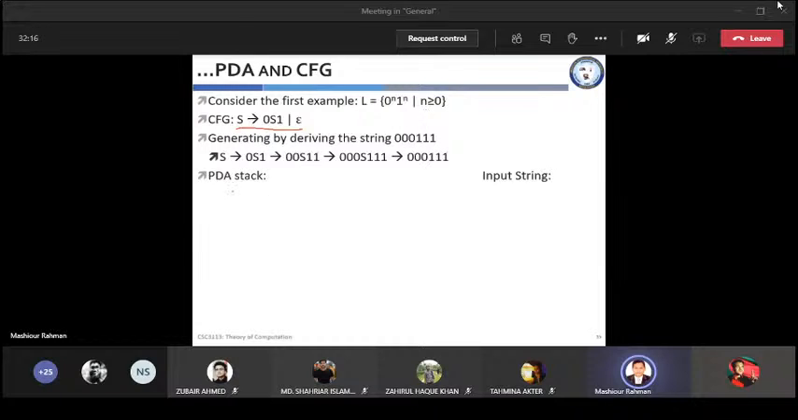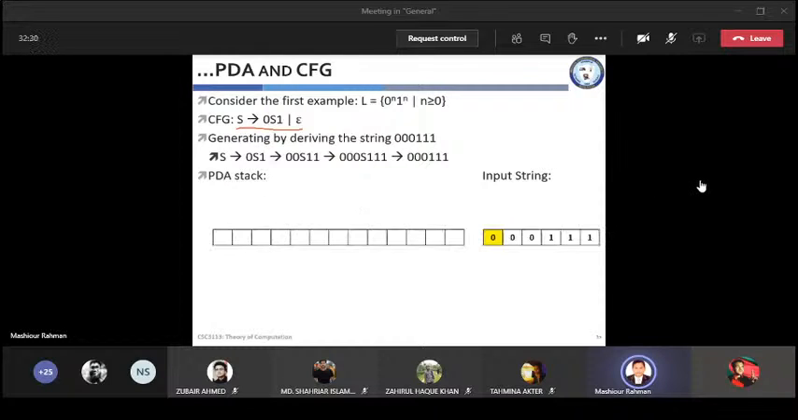Now let me show you how we can relate this derivation along with the PDA stack. How we can represent this derivation with the PDA stack. Okay, so let me show you the simulation first. The input string is over here, 3 zeros and 3 ones, and we already have the derivation for the CFG. Now we want to relate this derivation with the PDA stack. Then I'll show you the state diagram for the PDA converted from CFG. So let us relate this derivation with the PDA stack.